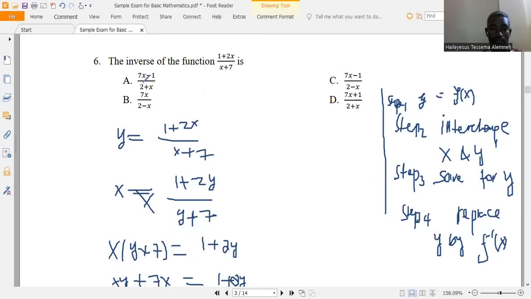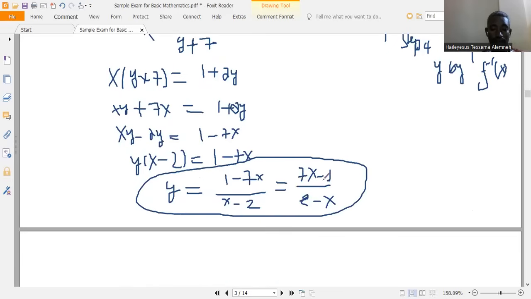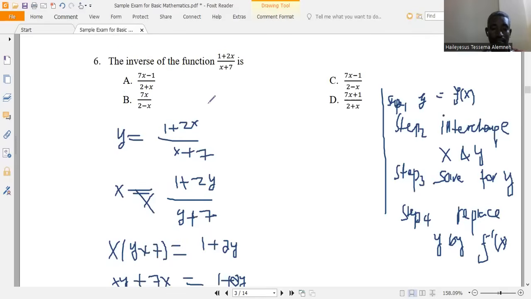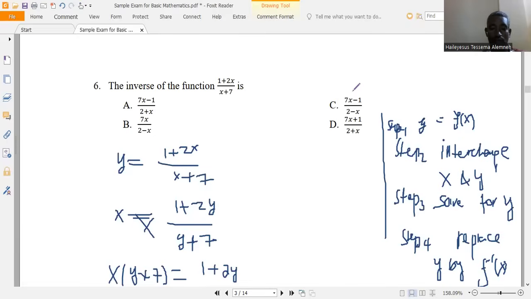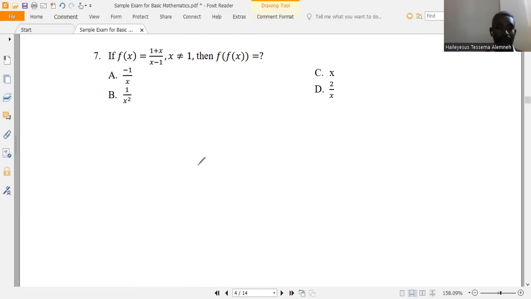Among the choices, 7x minus 1 over 2 plus x is not right either. 7x minus 1 over 2 minus x is the solution. The next question: if f of x is equal to 1 plus x over x minus 1, where x is different from 1, then find the composite function f of f of x. Who gave us f of x?